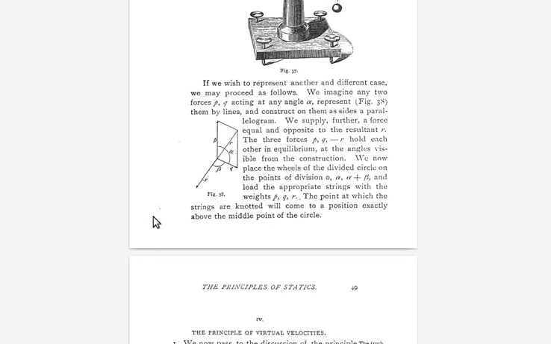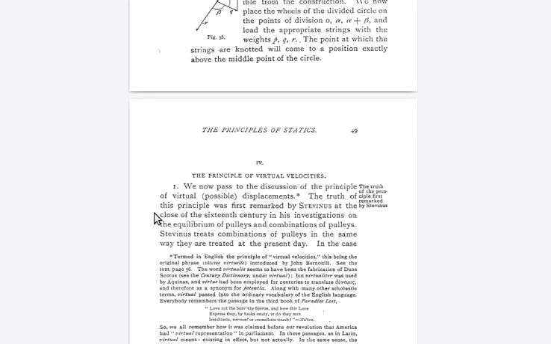Section 4. The Principle of Virtual Velocities, Part 1. We now pass to the discussion of the principle of virtual or possible displacements. The truth of this principle was first remarked by Stevinus at the close of the 16th century in his investigations on the equilibrium of pulleys and combinations of pulleys. Stevinus treats combinations of pulleys in the same way they are treated at the present day.